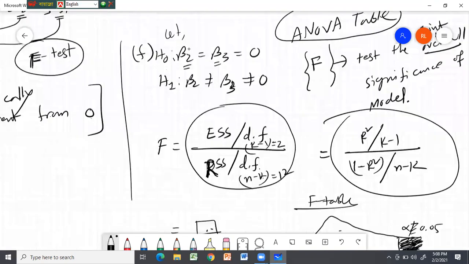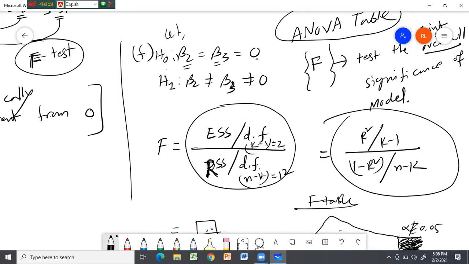Okay, your null hypothesis is that B2 and B3 are simultaneously equal to 0, or overall B2 and B3 equal to 0, which means overall no explanatory variable has any impact on your dependent variable, or jointly your explanatory variables do not have any impact on your dependent variable. And H1 is that B2 is not equal to B3 is not equal to 0, which means the explanatory variables jointly have some impact on your dependent variable.